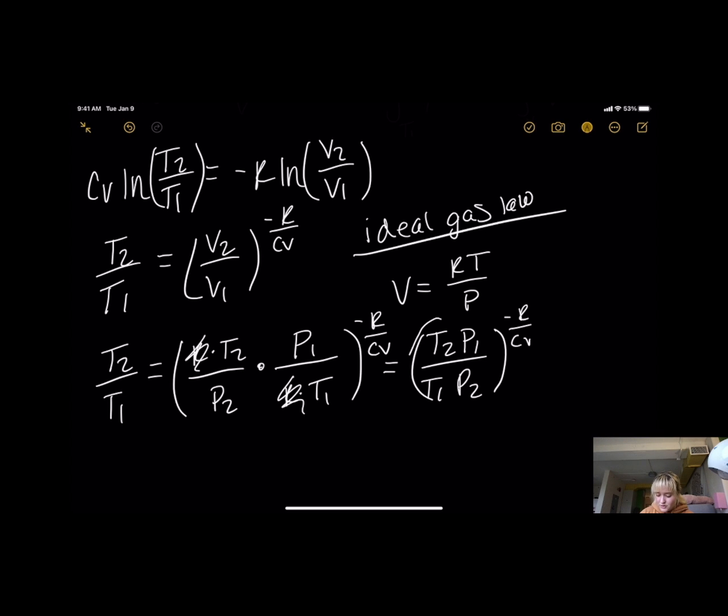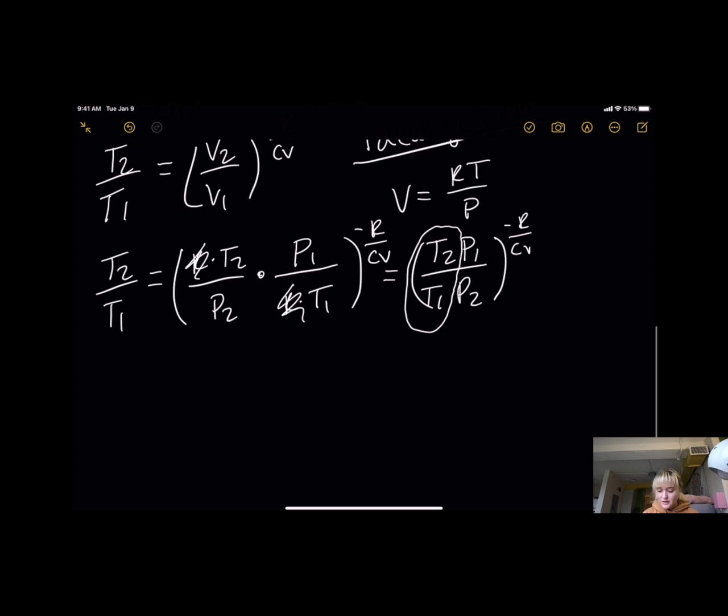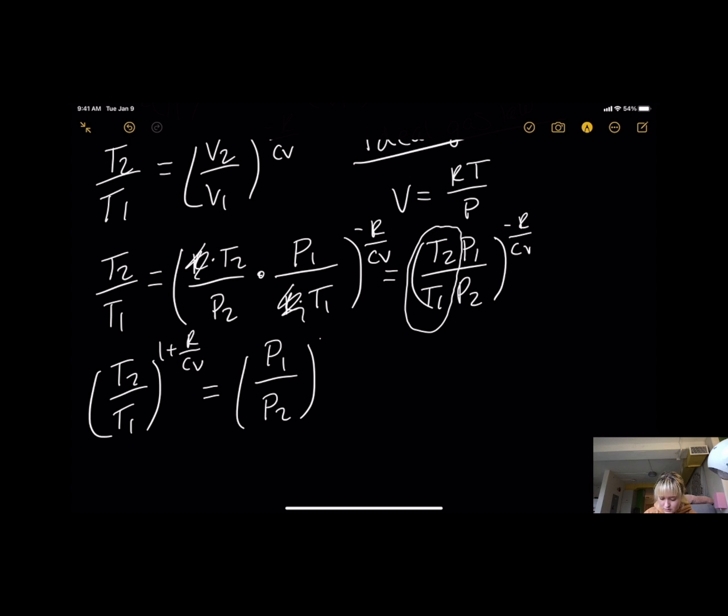Now next what we're going to do is we're going to take this P1 over P2 and we're going to move it to the other side. And by doing that, we'll have to add exponents. So that's going to give us T2 over T1 to the 1 plus R over C_V power. And that's equal to P1 over P2 to the negative R over C_V power.